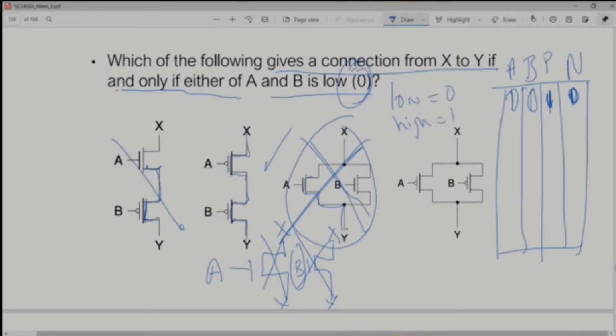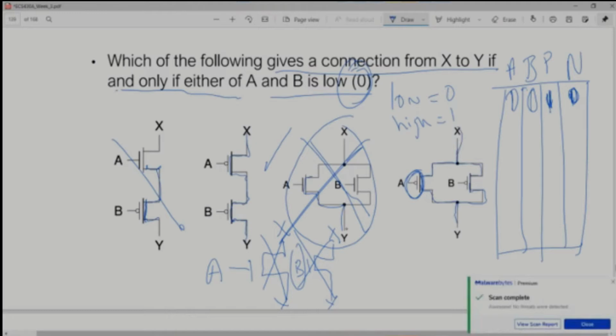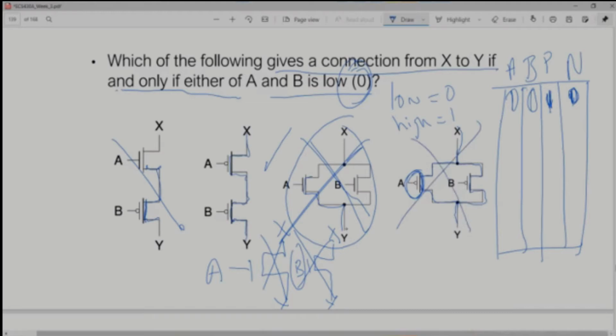Next one. So let's go from the Y. Let's take this path. Is this going to be closed or open if we have a 0? If it's a 0 and we have a PMOS, it's going to be closed, so we can get there and there's a connection. Let's try it again. Come this way. Is it closed? Yes, and there's a connection. So there's a connection both ways, essentially. However, the only reason this is wrong is because it doesn't matter if A is 1 or 0. It doesn't matter if B is 1 or 0, as long as the other one is 0. We want it if and only if either A or B is low.